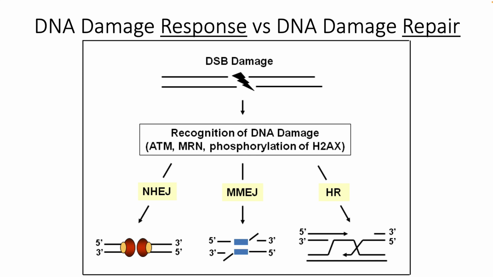So basically you can think of NHEJ as there being no template involved in the repair of the DNA. It's just kind of like two ends sticking together. Versus homologous recombination, which uses the sister chromatid or the homologous chromosome as a template for repair. And then MMEJ uses a template for repair, but it just uses microhomology regions, which are found at the flanking sites of the DNA damage spot.